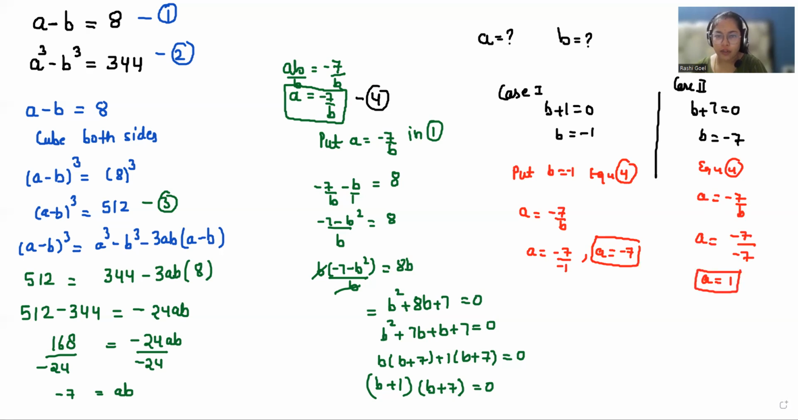Now we have 4 values, 2 values of a and 2 values of b. When a is 7, b is minus 1. And when a is 1, the value of b is minus 7.